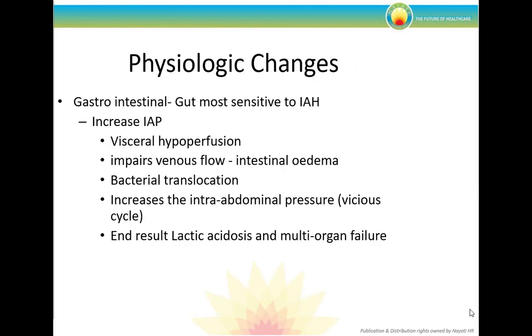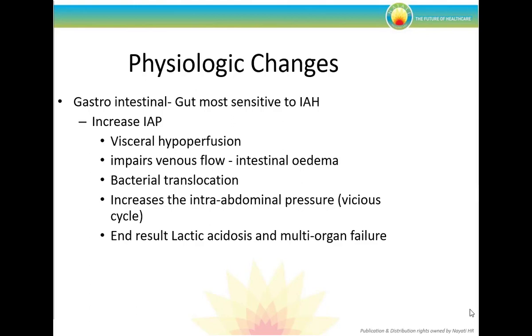So what are the changes that happen in the gastrointestinal system itself? Gut is one of the most sensitive organs which gets affected by intra-abdominal hypertension. Increase in intra-abdominal pressure will lead to visceral hypoperfusion, impair the venous flow, and lead to intestinal edema. It's kind of a vicious cycle. One leads to another and the cycle keeps going on. It can also lead to worsening of sepsis because of bacterial translocation, because of the gut edema.